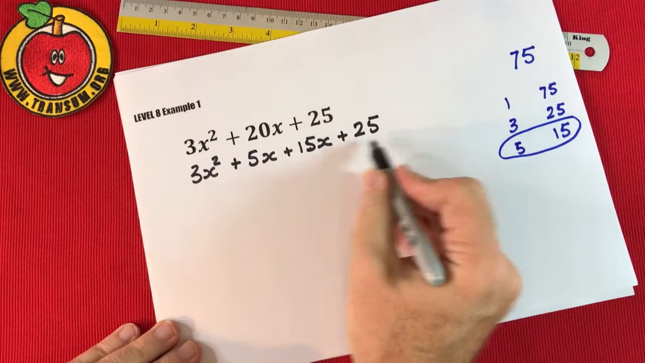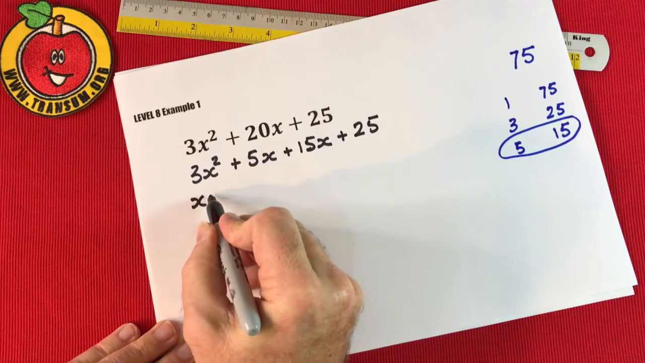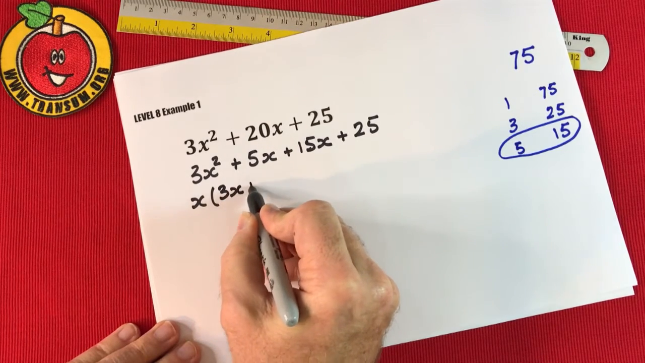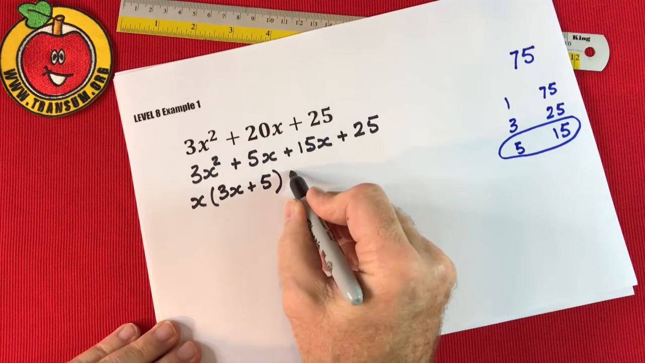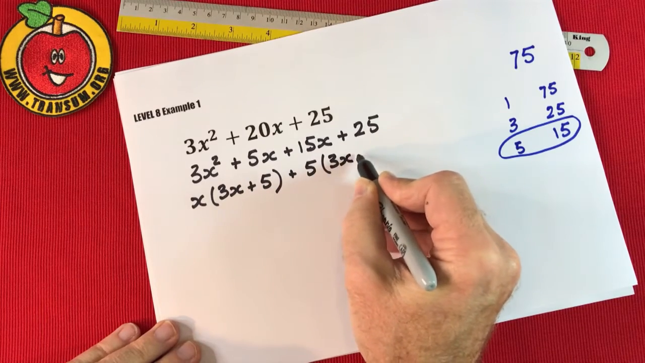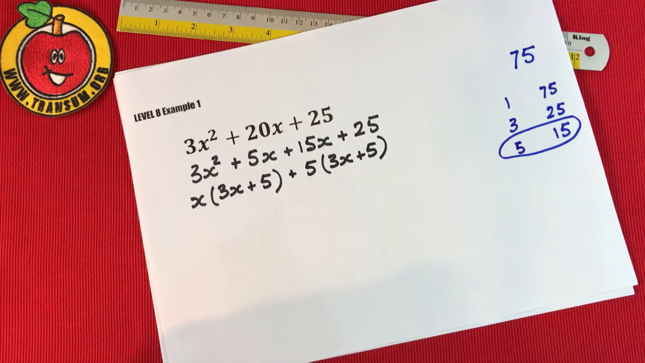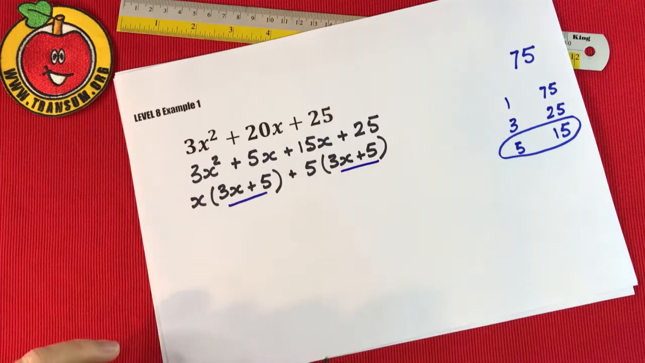And then I factorize these in pairs. So the first pair, there's a factor of x. So that will leave me with 3x plus 5. And the second pair, there's a factor of 5. So that will leave me with 3x plus 5. Whoa, look what's happened. The two brackets are exactly the same.